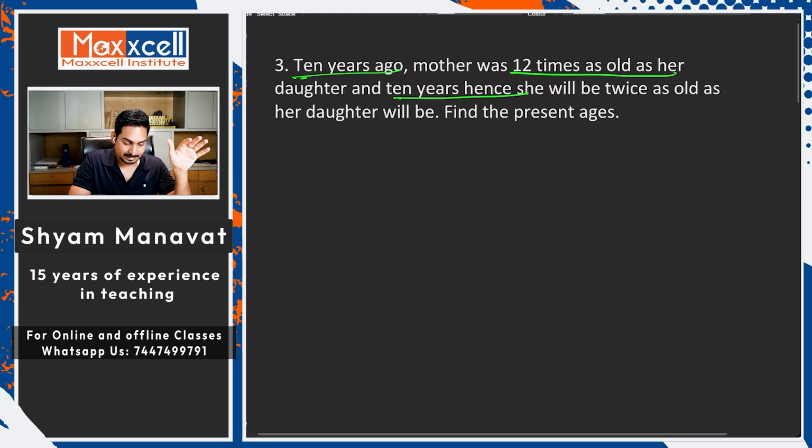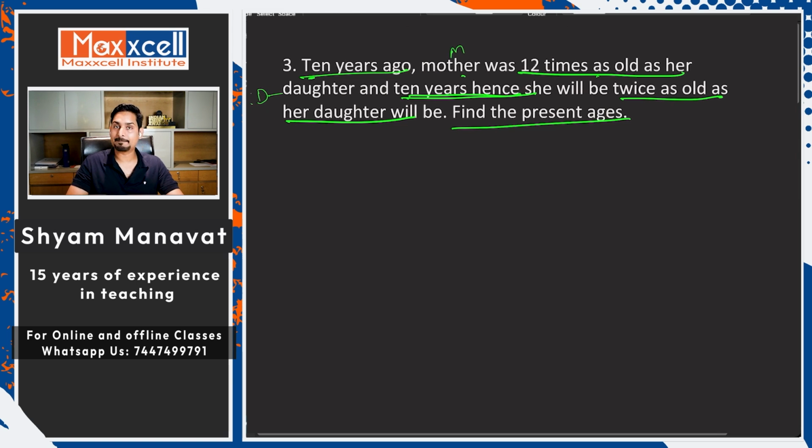Well, it says 10 years ago, mother was 12 times as old as her daughter. 10 years hence, she will be twice as old as her daughter. What are the present ages? Present ages means we need to find out the age of mother as well as daughter. Let's assume the variables to be M and D.